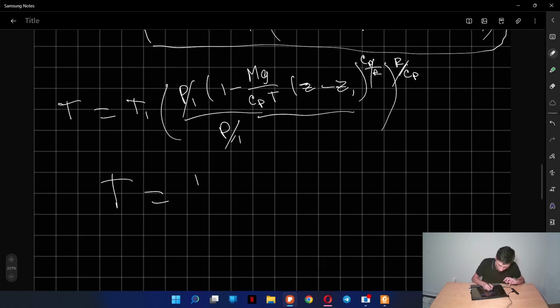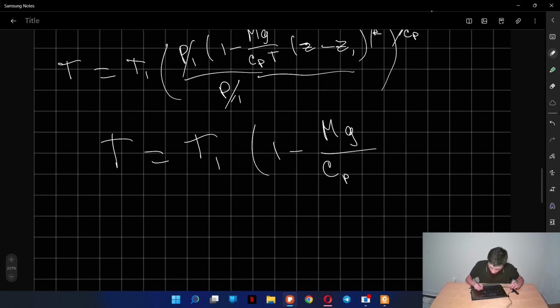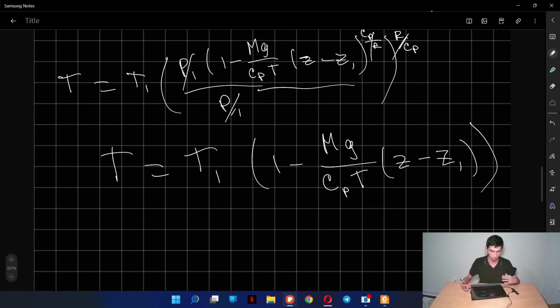And the temperature equation we have is now gonna be the temperature at some height is going to be equal to 1 minus mass times the gravitational acceleration, over the specific heat capacity at constant pressure times temperature, times the change, so the final height minus the initial height. And that's going to be the answer for our second part of our question. So we now derive the expression for the temperature as a function of altitude. Thanks for your attention.